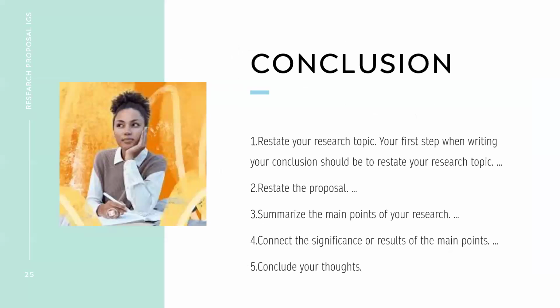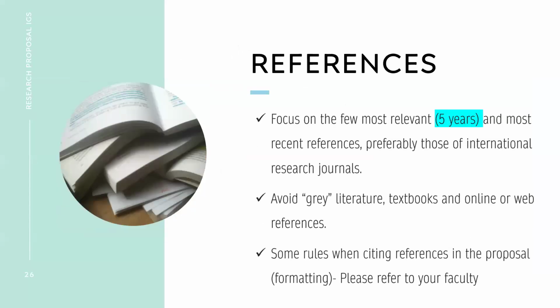Okay. At the end of the proposal, you should have a conclusion. So conclusion, basically you restate your research topic back. Your first step when writing conclusion should be to restate your research topic lah. And then you restate the proposal, summarize the main points of your research, connect the significance or result of the main points, and you have to conclude your thoughts. Of course, you can list down all the references.